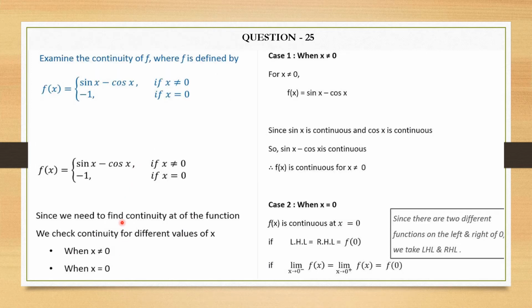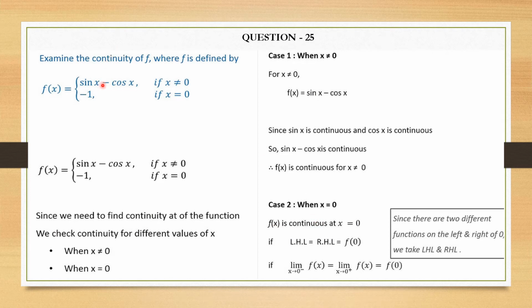Number 25 says, examine the continuity of the function defined by this: sin x minus cos x for x not equal to 0, and the other value at x equal to 0. So when x is not equal to 0, f(x) is the difference of two continuous functions. Sin x is continuous, cos x is continuous, and the difference is also continuous. So f(x) is always continuous for x not equal to 0. Case number 2, when x is equal to 0. When x is 0, I have to check the continuity of f(x).